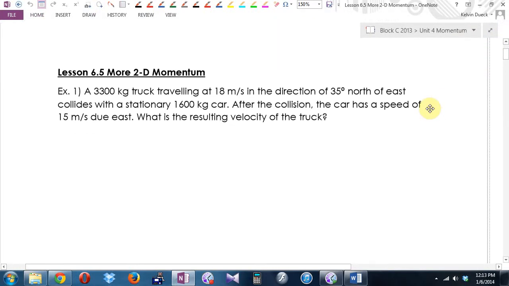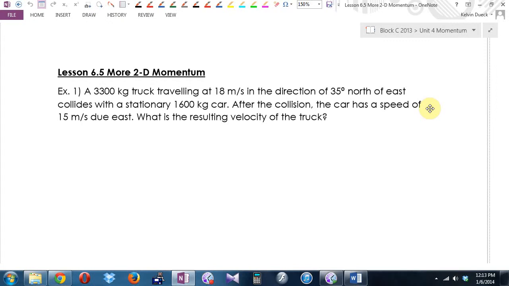Okay. What I did is I went through old provincial exams and I stole some questions. So, a 3,300 kilogram truck traveling at 18 meters per second, about 40 miles an hour, in the direction of 35 degrees north of east, collides with a stationary 1,600 kilogram car. After the collision, the car has a speed of 15 meters per second due east. What's the resulting velocity of the truck?